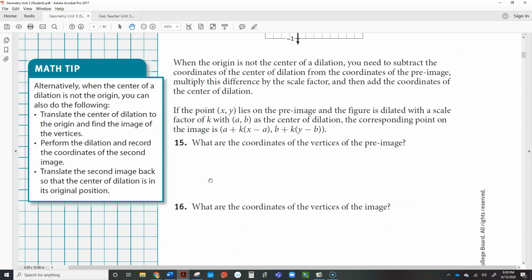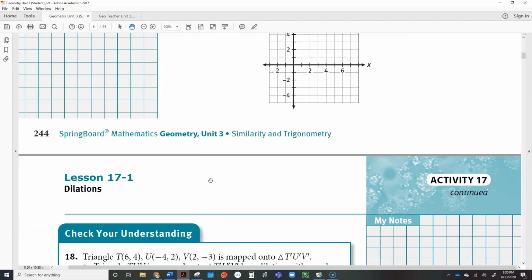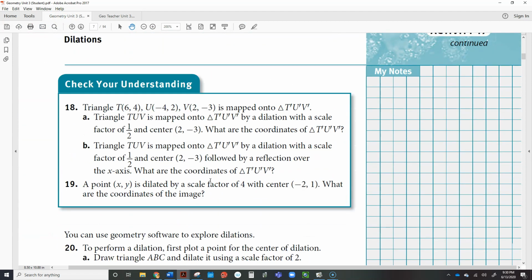I think the next problem that you're supposed to do, whoops, I'm showing you the wrong page. We just did 15, 16, and 17. So yes, that's what I thought. The next one is check your understanding. So go ahead and try to do that, and I will start my next video with the answers to check your understanding.